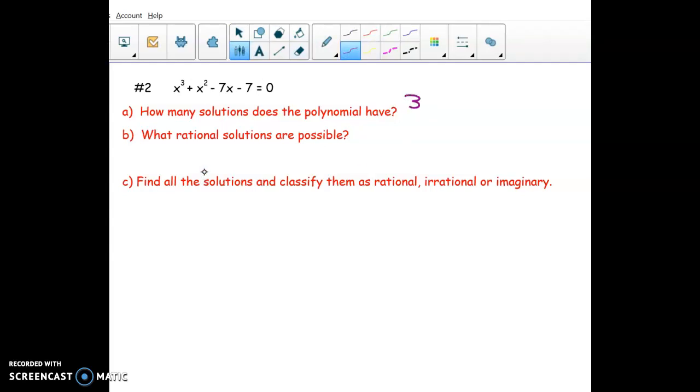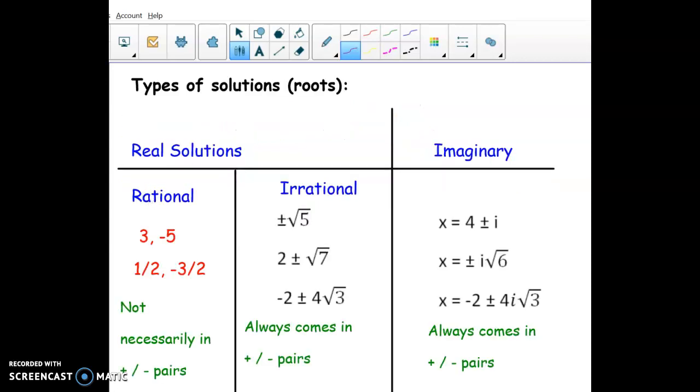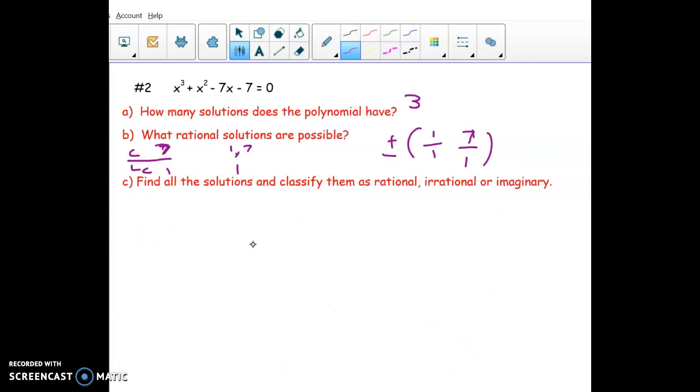All right, so part A, there's 3 answers because of the x cubed. For what is possible, we take the factors of the constant over the factors of the leading coefficient. So constant is, let's see, 7 or negative 7. Leading coefficient is 1. So factors of 7 are just 1 and 7. And factors of 1 are just 1. So our list is actually pretty short here. 1 over 1 and 7 over 1. Technically plus or minus. So those are the only 4 answers that are possible for rational. Again, if it's this rational type, it has to be one of those 4.